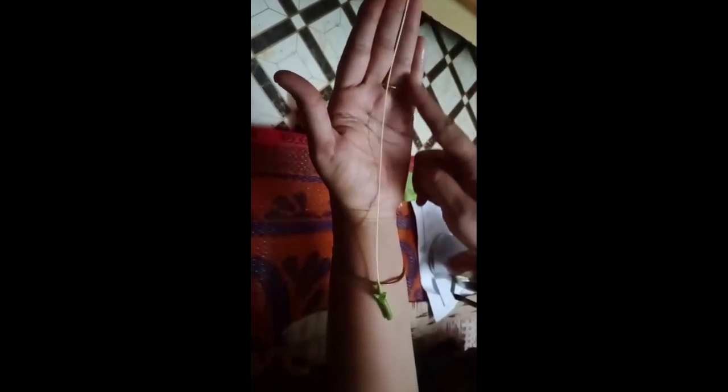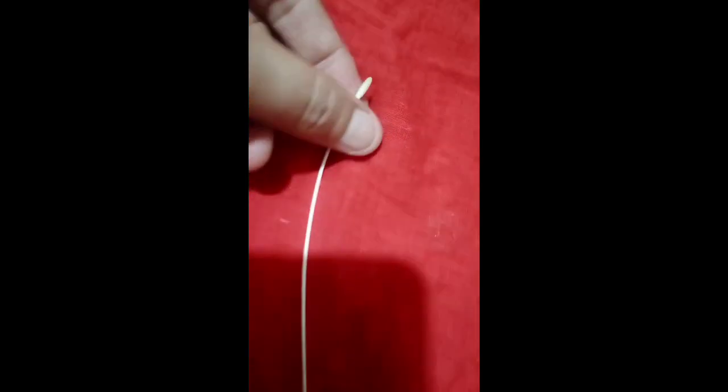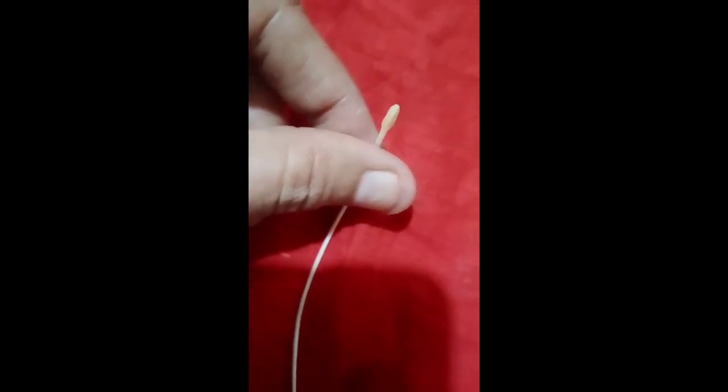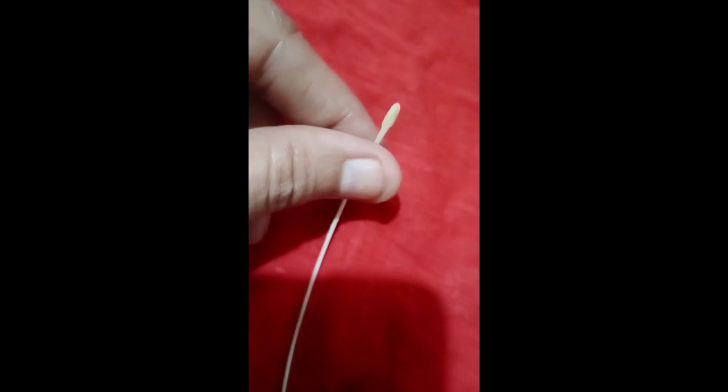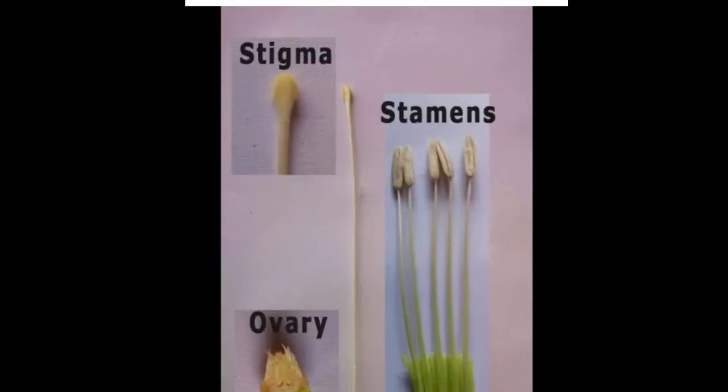Can you see it? This green color part, this is ovule, and if you tear it from inside, we will see what is in our next video. Look at this part, this ovary, style, and the upper part is stigma. Stigma is the part where pollen grain deposit, and as soon as it settle here, it forms a tube.